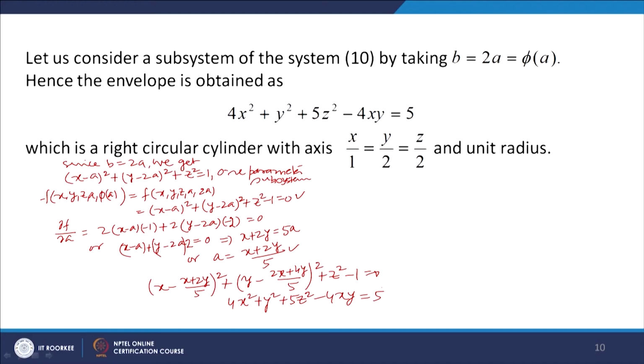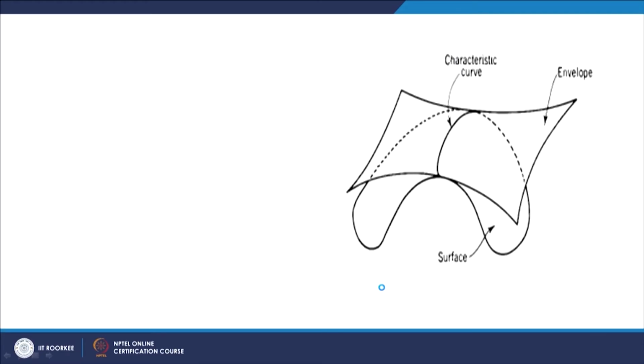From our 3-dimensional geometry. Now, let us look at this. So, this is a 2 parameter system of surfaces, f(x, y, z, a, b) equal to 0. This is a 2 parameter system. We have this characteristic curve.